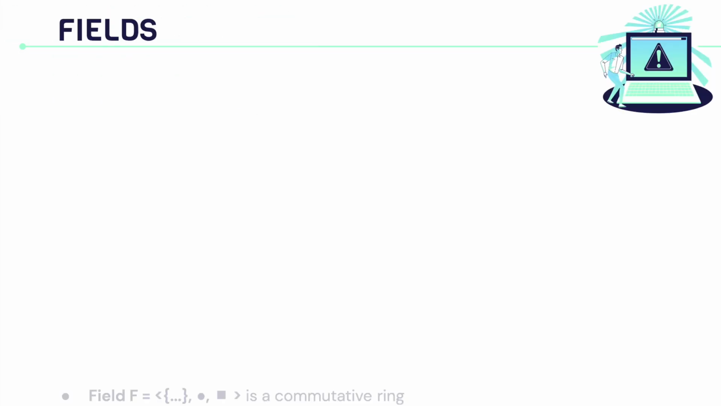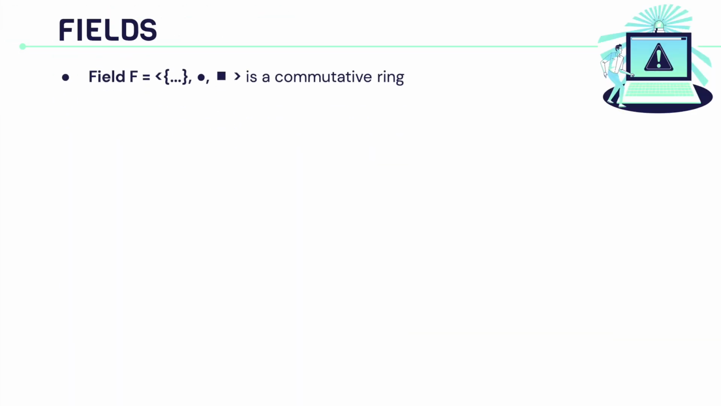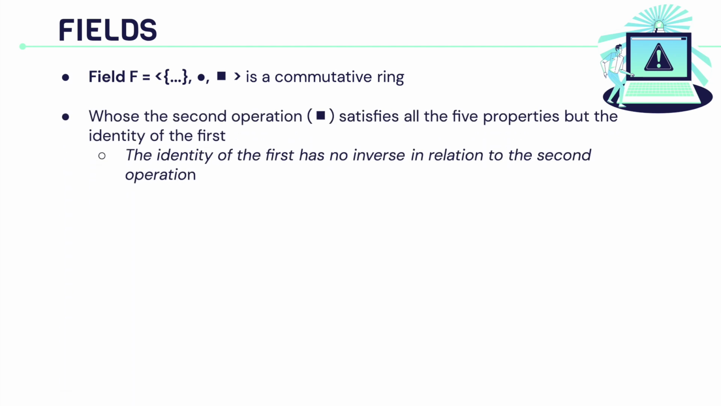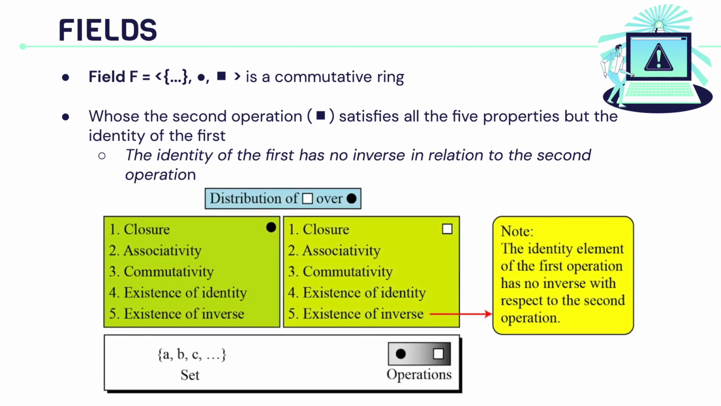A field is a commutative ring. A set is considered to be a field when the only 2 binary operations that can be performed on the set are addition and multiplication. If the first operation satisfies all the 5 properties and the second operation satisfies all 5, but the identity element of the first operation has no inverse with respect to the second, then it is considered to be a field.